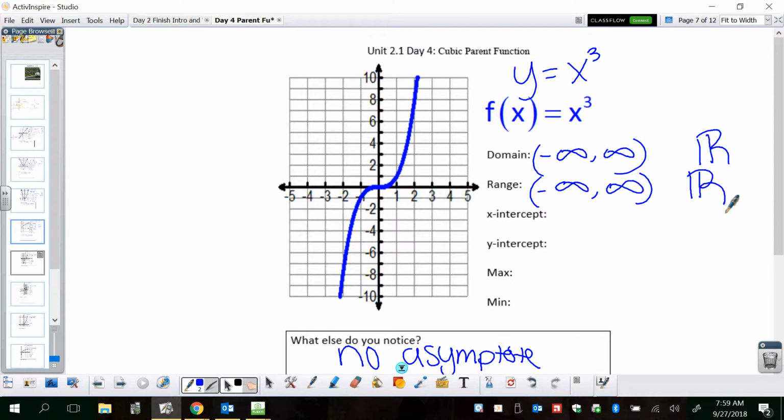X-intercept, y-intercept? 0, 0. They're the same, so they're both 0, 0. Maximum or minimum? No.